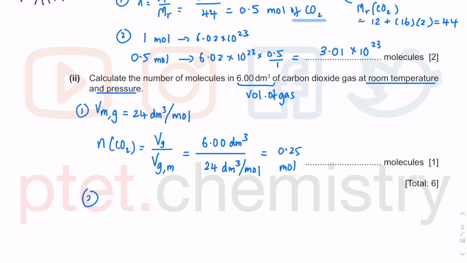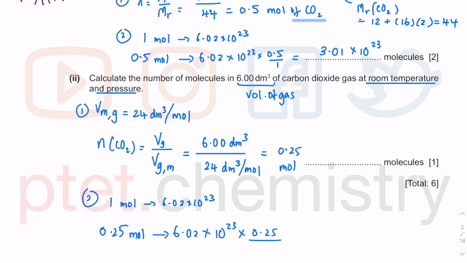The strategy is the same then. I'm just going to do 1 mole of the molecule is 6.02 times 10 to the 23. So based on the volume of the gas, I would have 0.25 mole. So my direct proportion says that multiplied by 0.25 divided by 1 itself. So it's just 6.02 EXP 23 multiplied by 0.25. I get 1.505 times 10 to the 23.